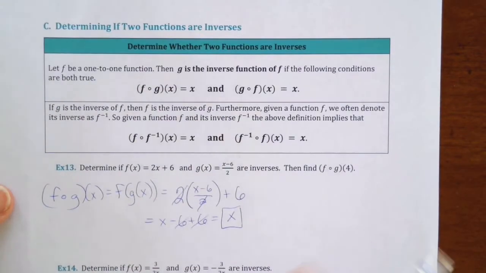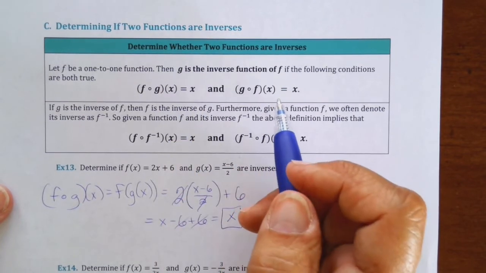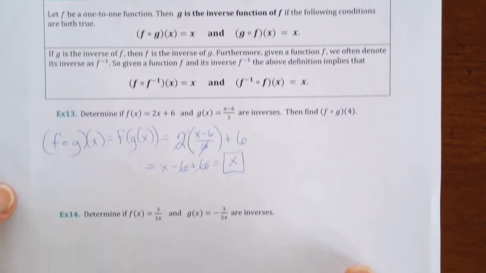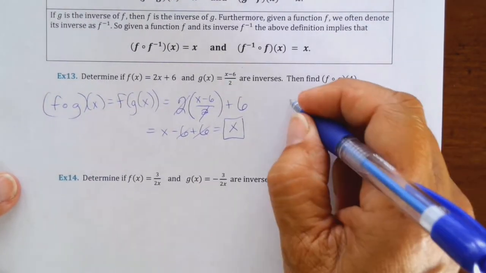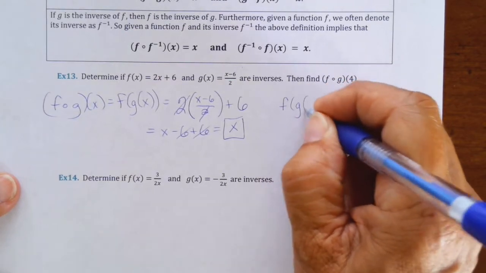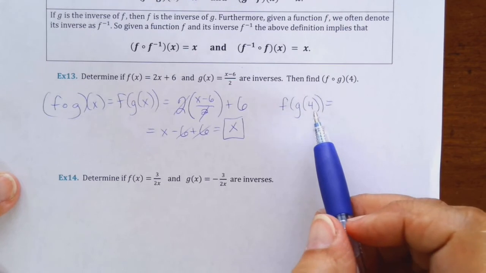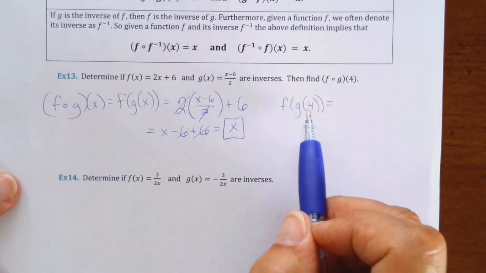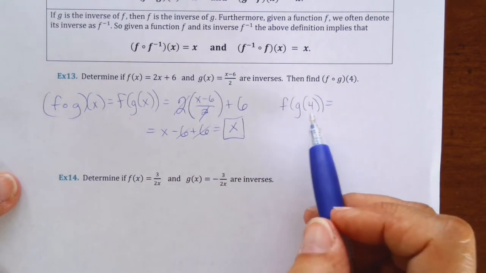Now, typically you have to do it both ways, but if one way works, the other way will always work. So unless you ask to show it both ways, I'm happy with just you doing it one time. All right, so now we're supposed to find f of g of 4. Remember, these are inverses, so just think of what's happening. I'm going to plug 4 into its inverse and then get the answer. I should get 4 again, but let's make sure that happens.